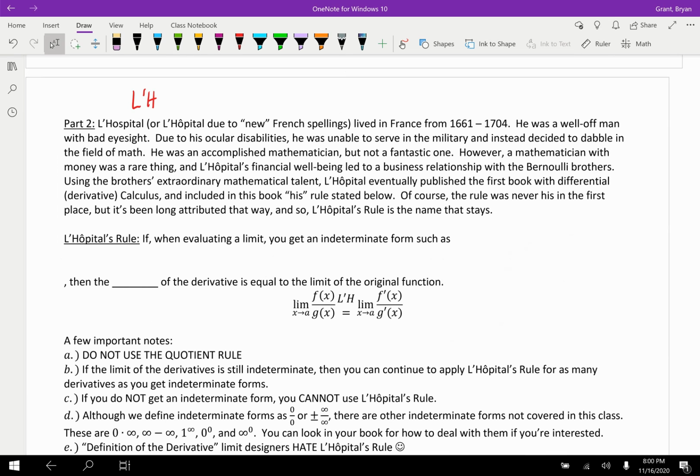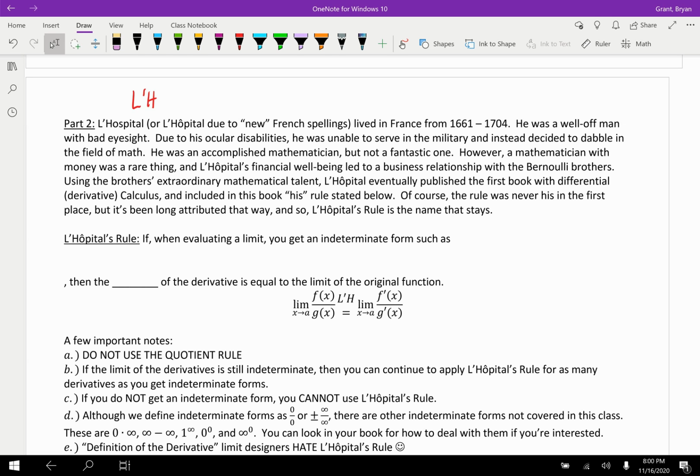And the Bernoulli brothers did many, many things, lots of physics, lots of math, and you can learn about them in other classes as well. But what L'Hôpital did, and yes, he was shady, he eventually published the first book with differential calculus, right? Differential meaning taking derivatives of calculus. And he published this in the late 1600s. So what ended up happening is it was a very well-regarded book. It was a good book. There was no debating that.